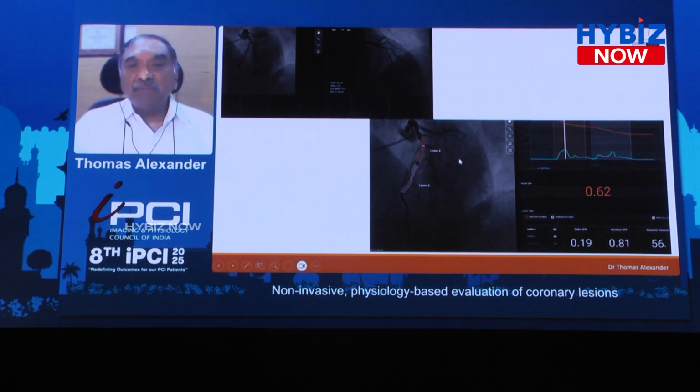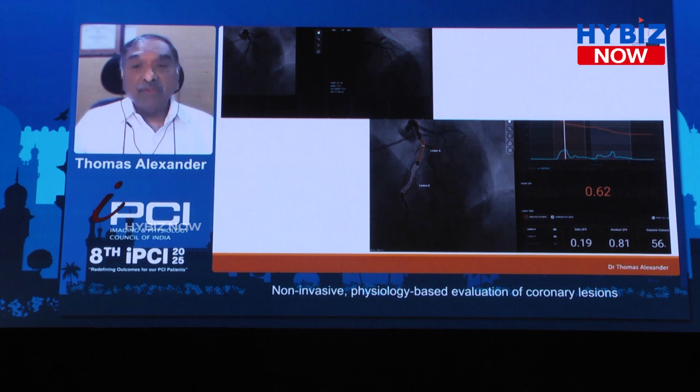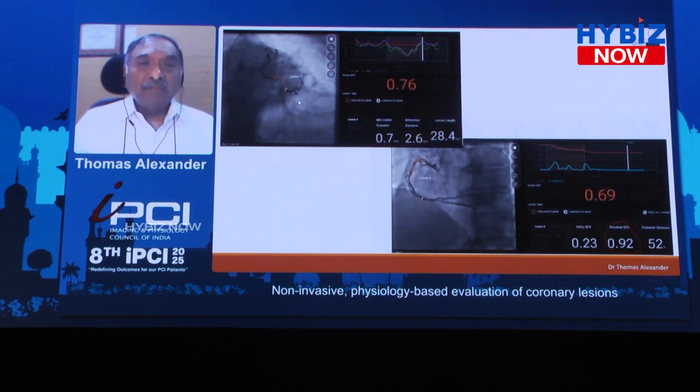This tells you that both lesions need to be addressed, because what we're trying to do here is to get a post-procedure QFR of about 0.90. What it also does, as you can see in this slide, is give you the minimal lumen diameter, a reference diameter, and the lesion length. So it's as good as QCA.